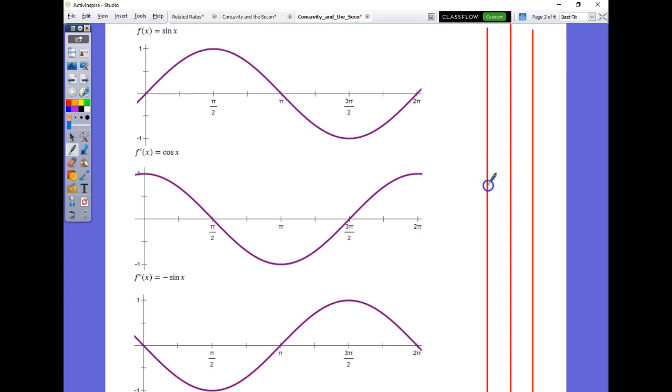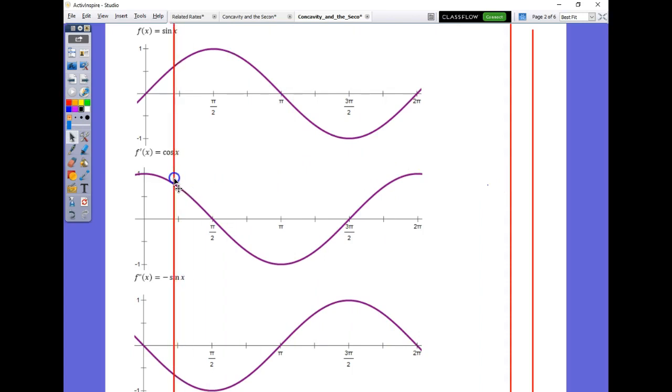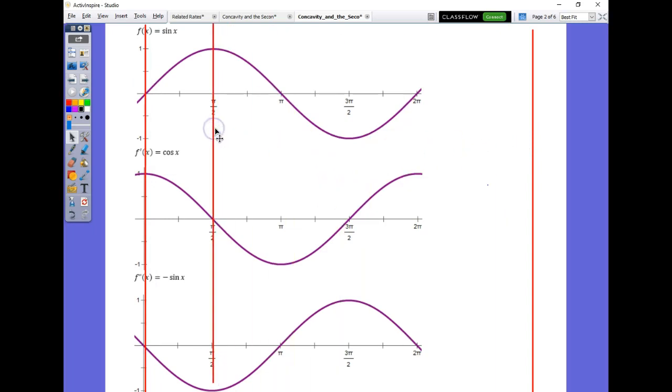So what I want to do is pull this over here and look at this section. Let me put one right here on that spot, and then one right here on this spot. So I'm going to look at the region right here between 0 and pi over 2. Between 0 and pi over 2, we can tell that the function is increasing for f of x. And if we look at f prime of x, which is cosine of x, we know that f is an increasing function because f prime is positive.